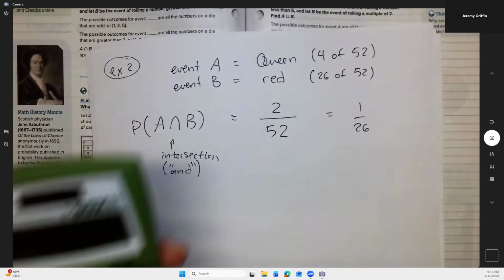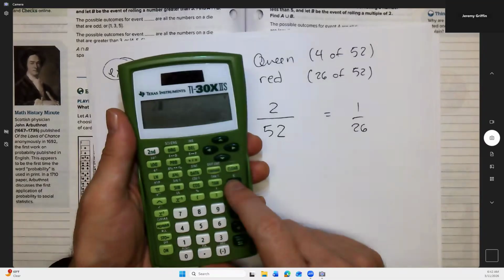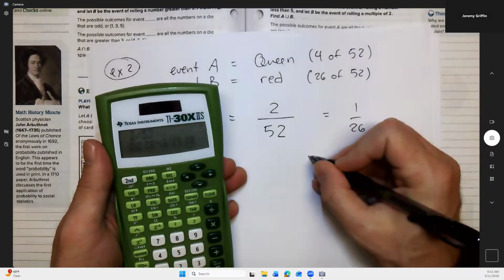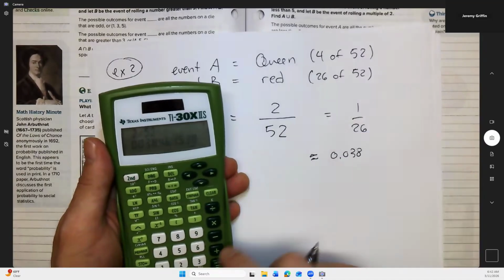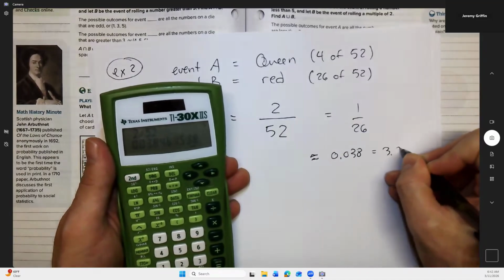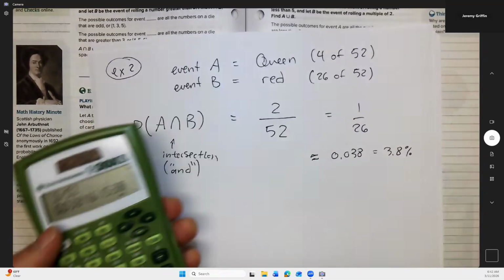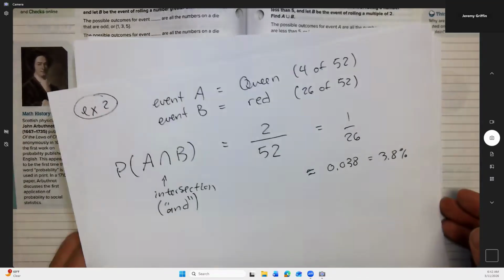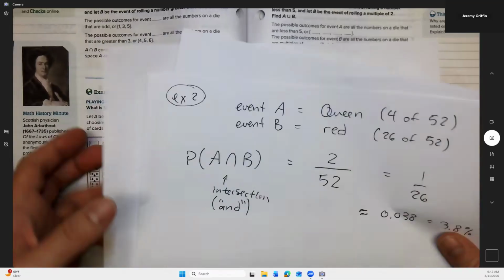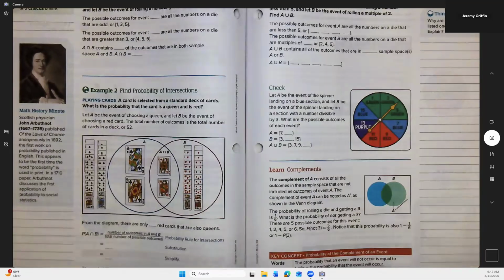And if you want to turn this into a decimal or percentage, 2 out of 52 or 1 over 26, same thing, 0.038, I'll say approximately, or 3.8% of the time. So 3.8% of the time, if you just draw a single card, it'll be a red queen.